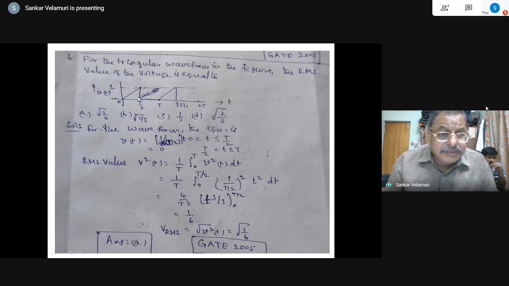If this is not there, it is called a ramp. It is a linear straight line passing through the origin. So there is the ramp function up to this.